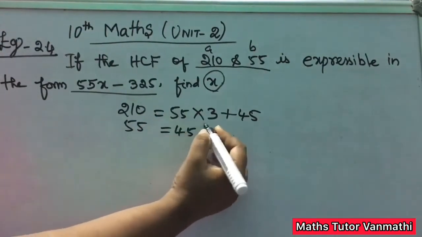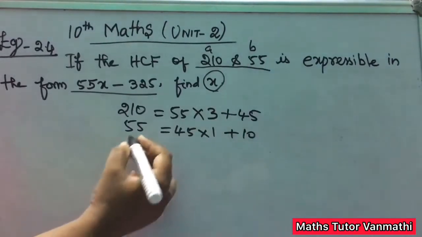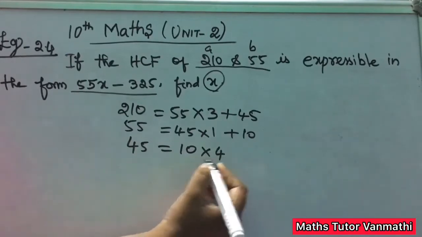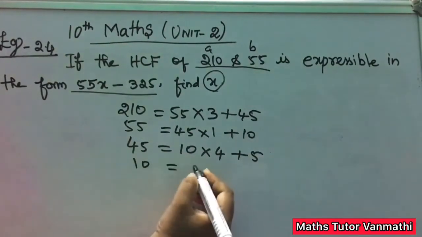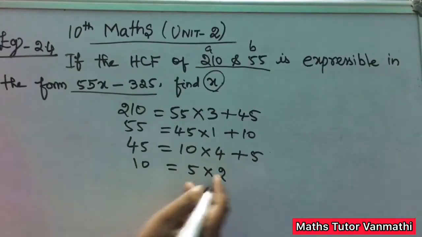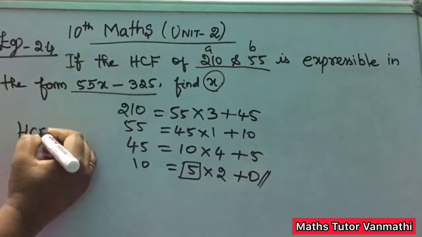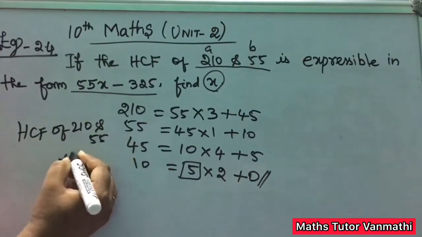55 equals 45 into 1 is 45, plus 10, and again 45 equals 10 into 4, 40, plus 5, and again 10 equals 5 into 2 is 10, plus 0. You will get the remainder 0. Then we consider this 5 as the HCF, so the HCF of 210 and 55 is 5.